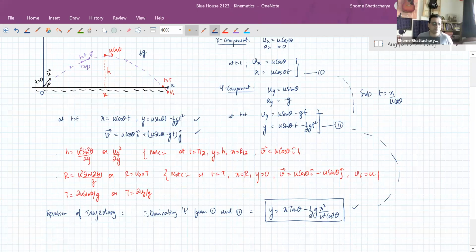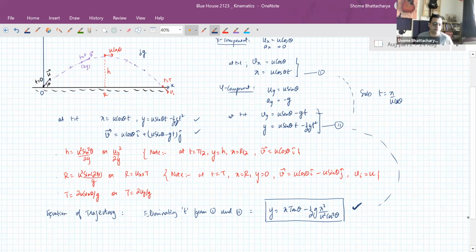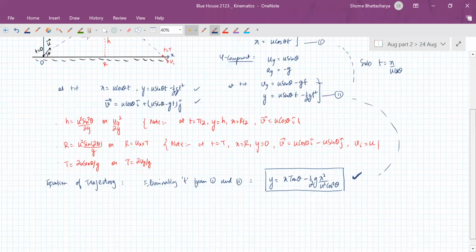So what does this equation represent? It represents a relationship that is satisfied by every point on this path, the trajectory the projectile is going through. At different times there are different sets of coordinates, but every one of those points satisfies this equation. That is why this is called the equation of trajectory, because it represents the path or the trajectory.